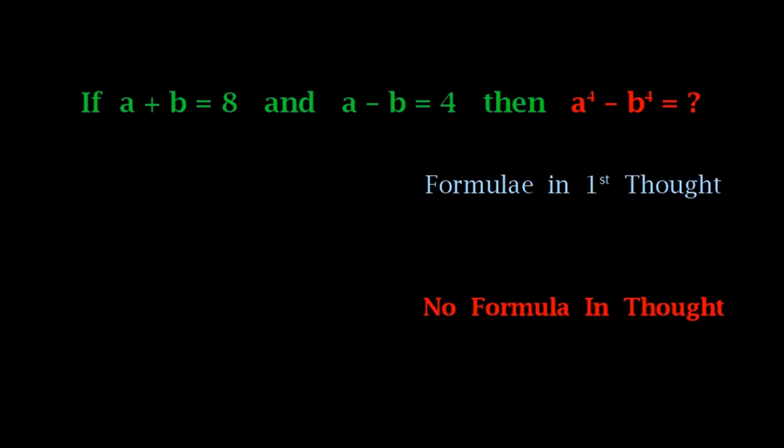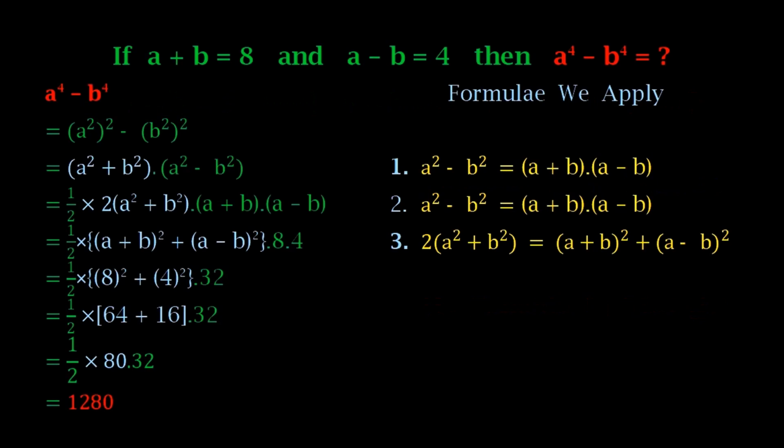So let us go. Here, as our target is to find the value of a to the power 4 minus b to the power 4, we can write it this way: a square whole square minus b square whole square, because we know that index over index is multiplied together. That means a square whole square means a to the power 2 into 2, that means a to the power 4, that matches the first line, minus b square whole square, which also matches the first line.